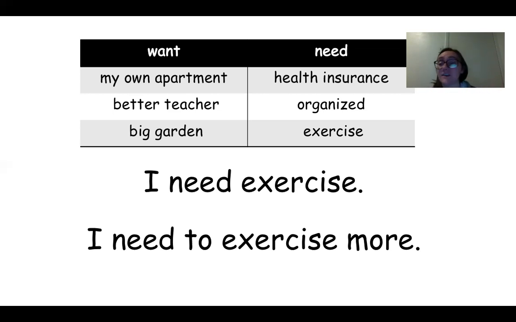So "I need exercise" is perfectly fine, people will understand. But if you said, I need to exercise more, and you need to remember the "to," then people will go, oh, they exercise, they just want to do it more, right? And so that's kind of the way that you would think about how to write about it.